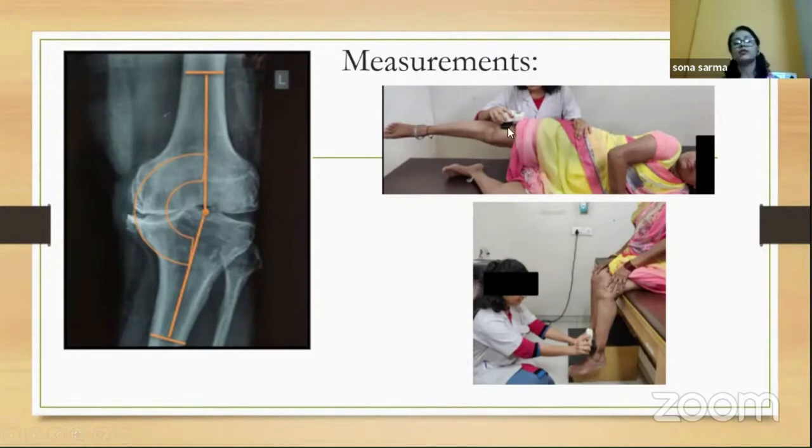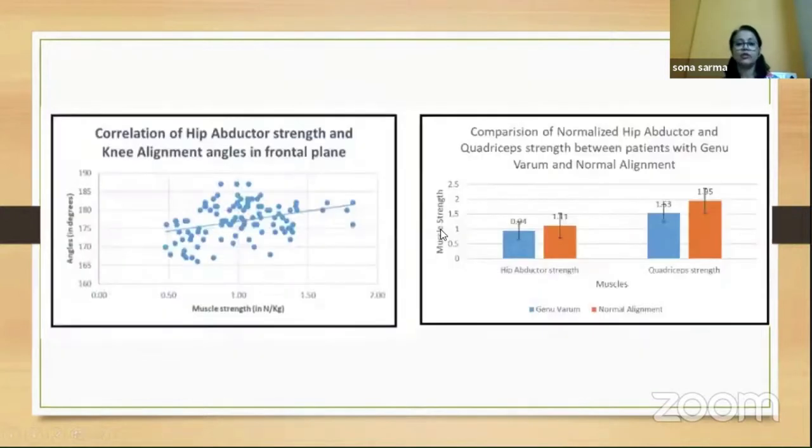The measurement for the strength was done by a microFET3 handheld dynamometer, normalized to body weight, so it was expressed in Newton meter per kg. And what we found was that, of course, all were OA patients, but the varus knees were significantly weaker, not only in hip abductor strength but also in quadriceps strength.